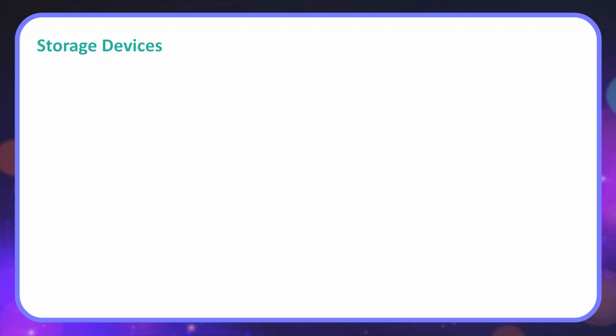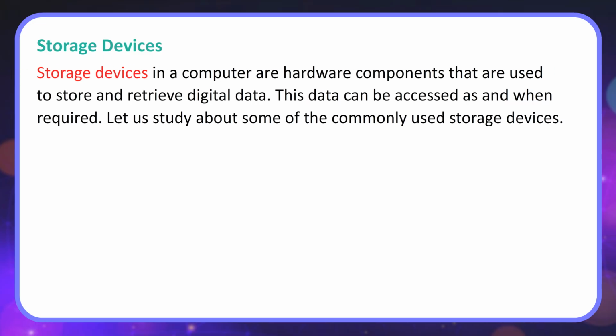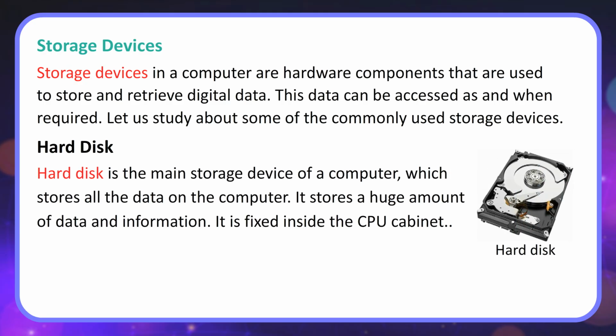Storage devices. Storage devices in a computer are hardware components that are used to store and retrieve digital data. This data can be accessed as and when required. Let us study about some of the commonly used storage devices. Hard disk. Hard disk is the main storage device of a computer, which stores all the data on the computer. It stores a huge amount of data and information. It is fixed inside the CPU cabinet.